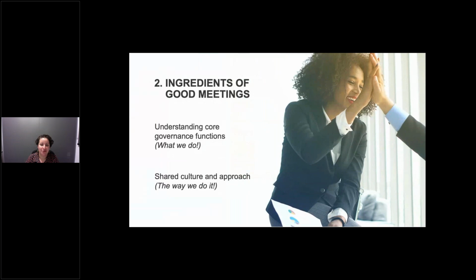Now, ingredients of good meetings. So like any good recipe, the things that go into it are going to lead to a better baked cake, if we're going to use that analogy of the ingredients this evening. So essentially, we need to have particular things in place to make sure that the meetings that we are running and attending and participating in are an effective vehicle for making decisions, which is the main reason you're meeting. So including understanding your core governance role and your functions, what we do, and that shared culture and approach, which is the way you do it.